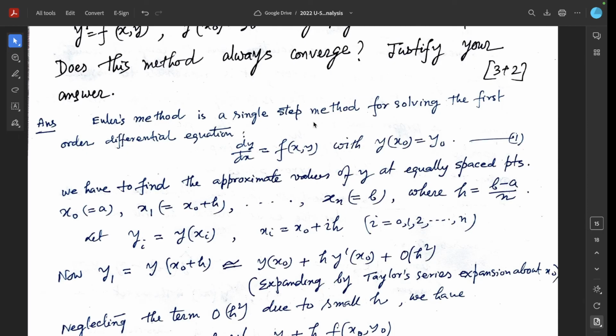Euler's method is a single step method for solving first order differential equations. In the syllabus, only first order differential equations are included.